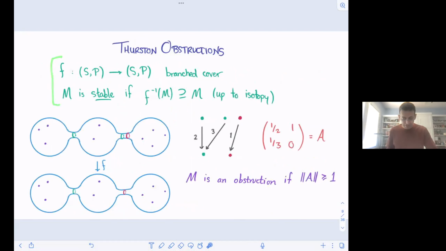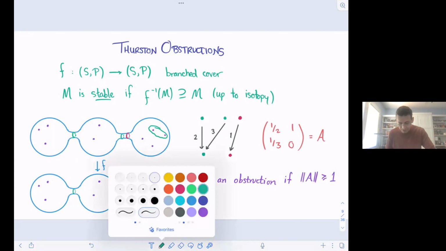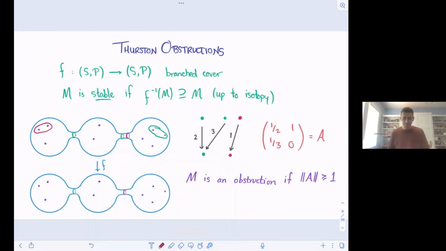So here's what a Thurston obstruction is. When I have one of these branched covers, and I drew it suggestively as a sphere with a couple of necks, a multicurve again is a collection of disjoint curves. It's stable if the preimage of the multicurve, which is another multicurve, contains the original multicurve up to isotopy or homotopy. In fact, I should add more to this picture. Here's a green curve. Its preimage contains this curve and this curve here. And this other pinkish curve maybe just has one preimage, maybe it also has another one over here. So it's just a containment. That's what stable means.